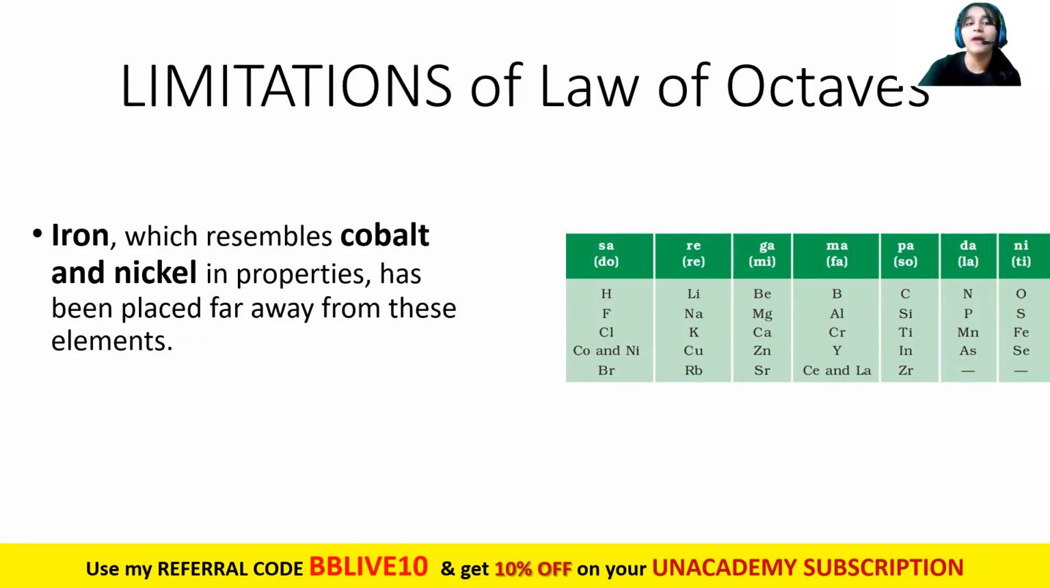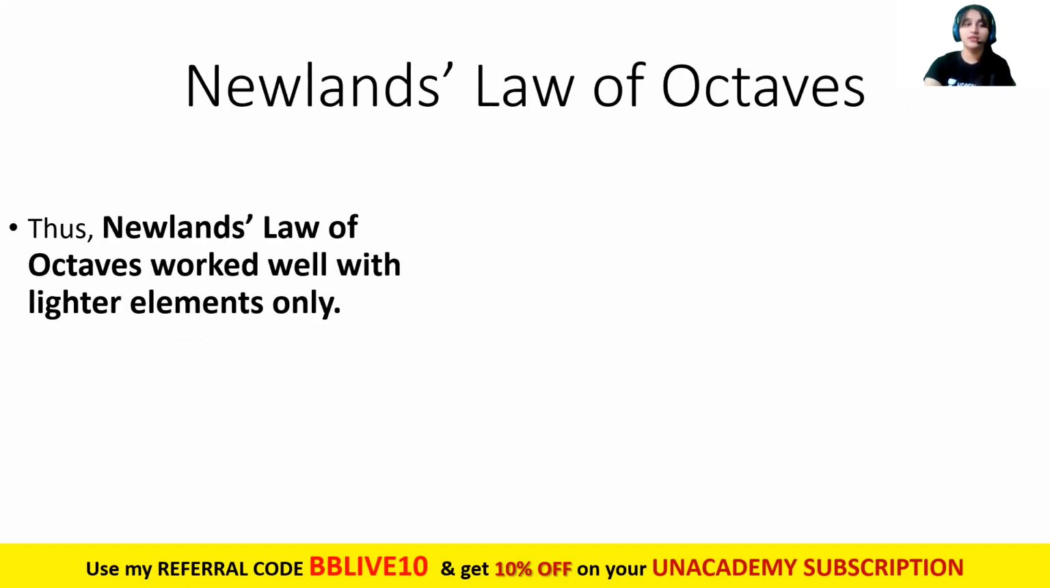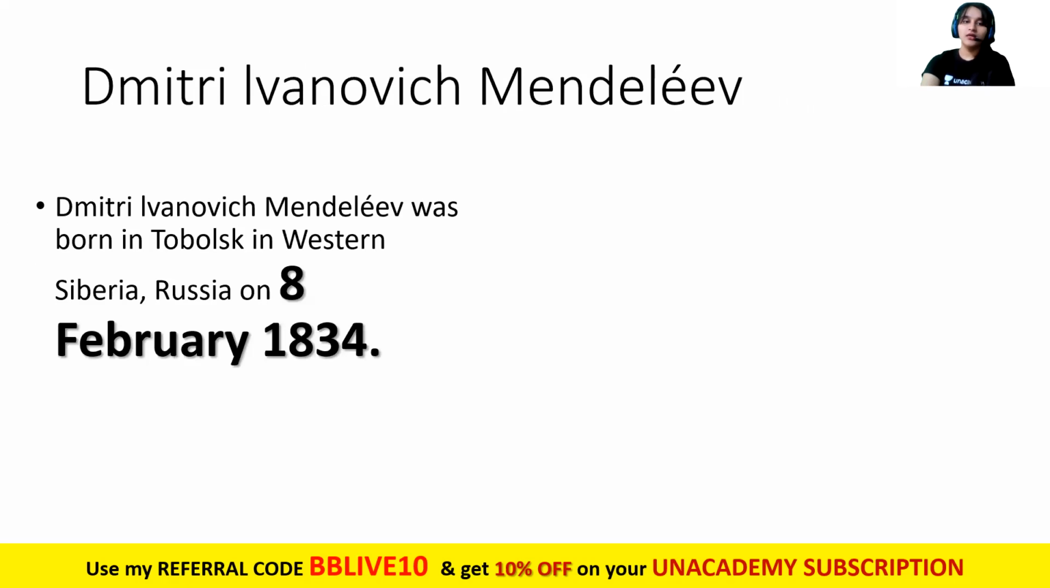Iron, which resembles cobalt and nickel in properties, has been placed away from these elements. So we can conclude that till calcium, all the elements were quite light. The atomic mass was not so much. So Newlands' law of octaves worked very well with only lighter elements. It worked amazingly well with lighter elements. So that is about Newlands.